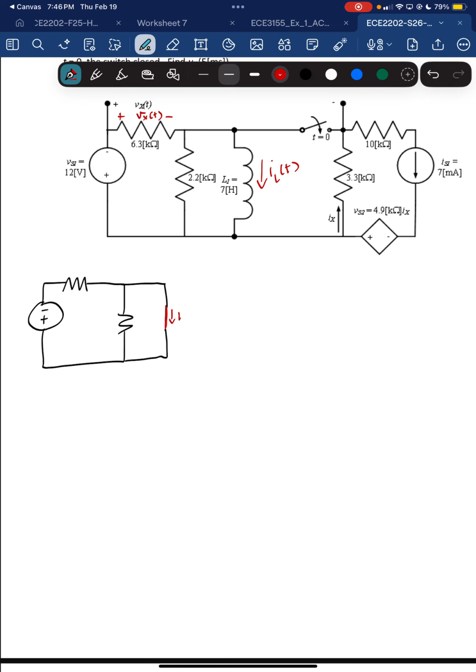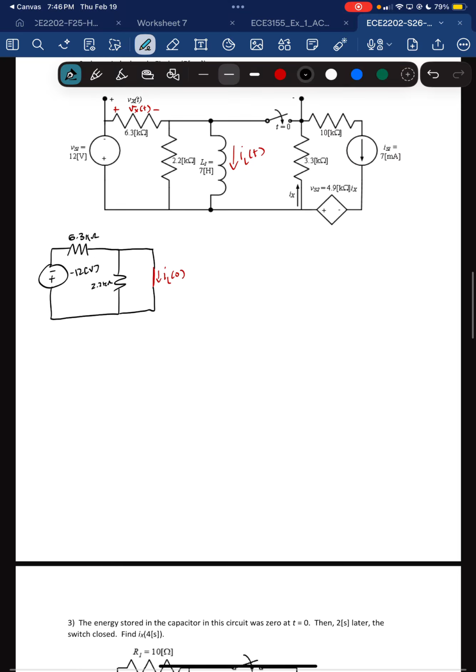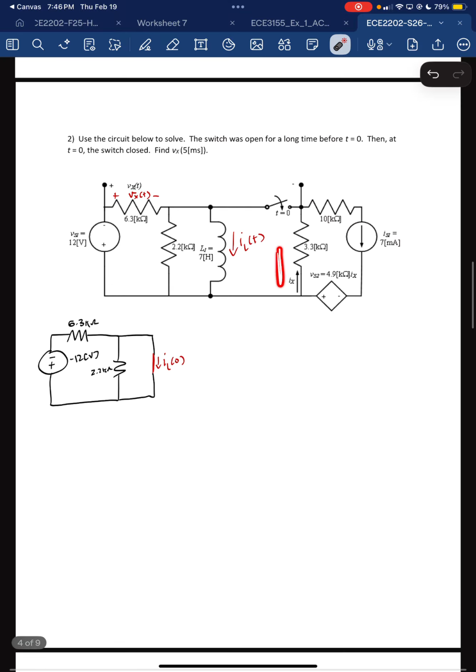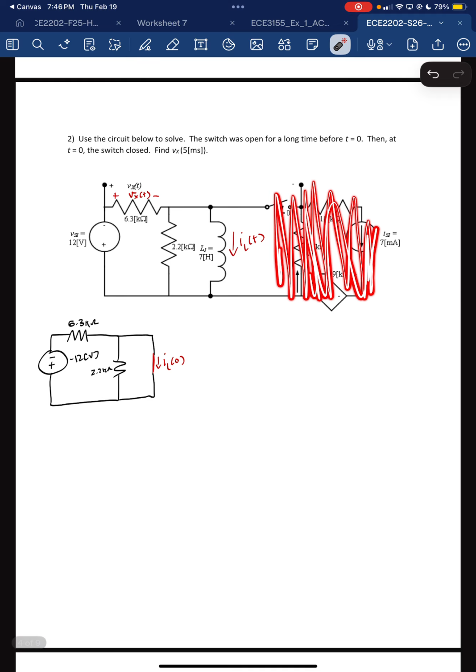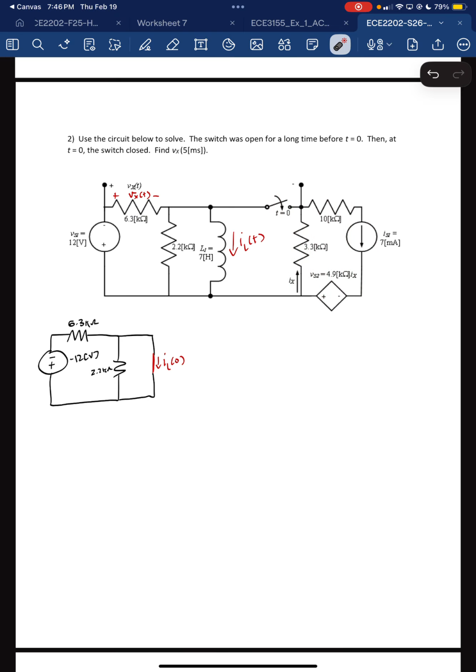And this is our IL of 0, 6.3 kiloohms, 2.2 kiloohms, minus 12 volts. And I'm choosing not to draw everything to the right of the switch because it is disconnected from the circuit, right? The switch is open, so nothing on this right half of the circuit is going to impact the left half. So we're just going to get rid of it.